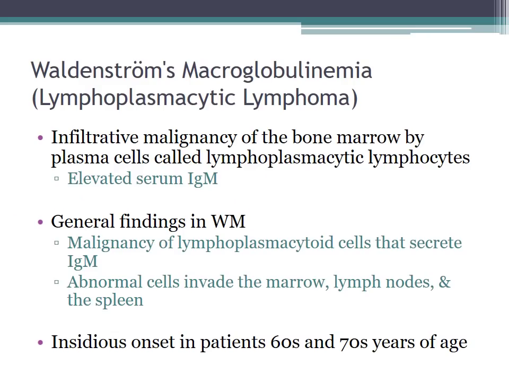Lymphoplasmacytic lymphoma is an infiltrative malignancy of the bone marrow with abnormal plasma cells called lymphoplasmacytic lymphocytes. These cells will cause an abnormally high secretion of IgM. Also, the abnormal lymphoplasmacytic cells will begin to invade the marrow, the lymph nodes, and the spleen as the disease progresses. This disorder has an insidious onset, meaning that it comes on slowly and is typically seen in patients in the 60s to 70s.